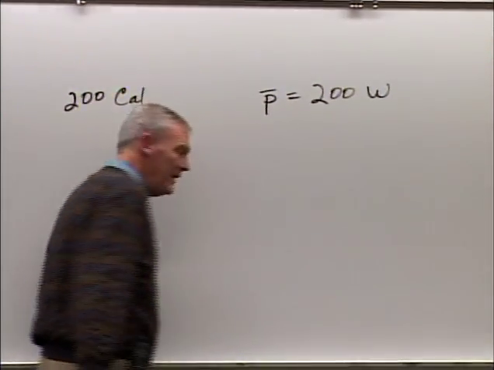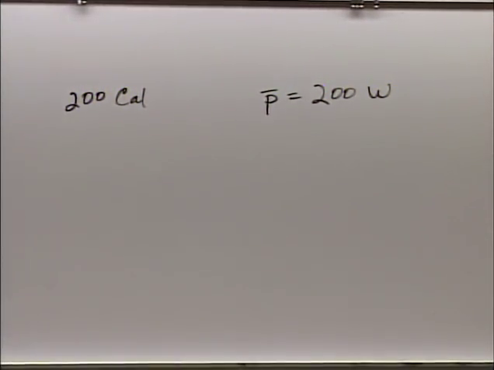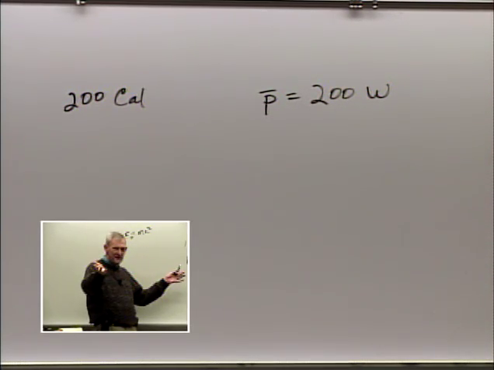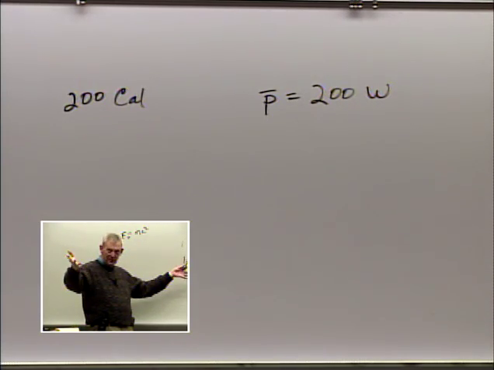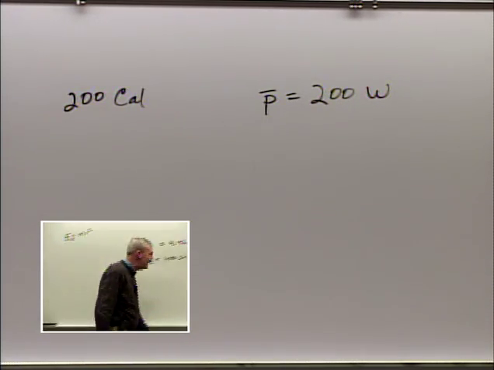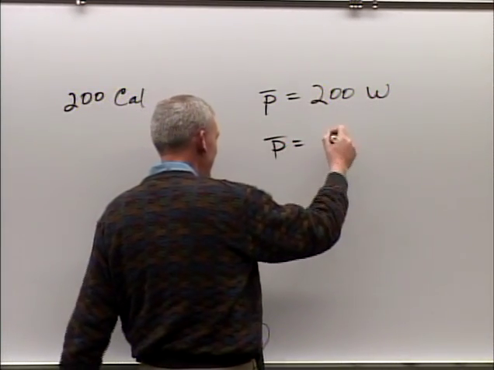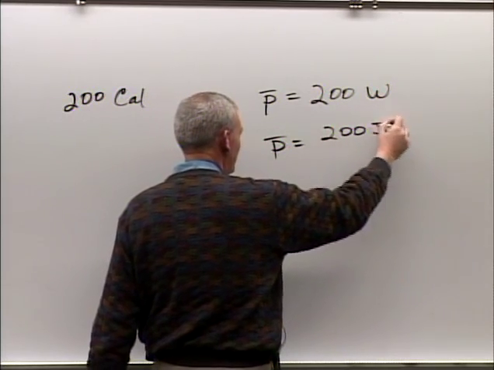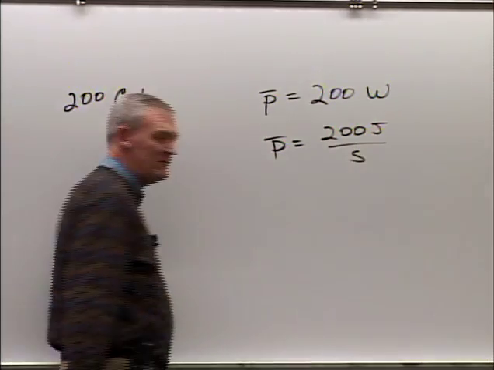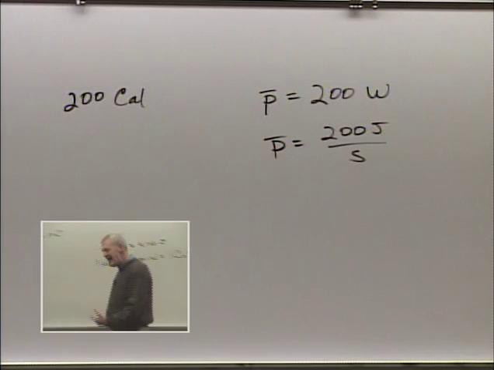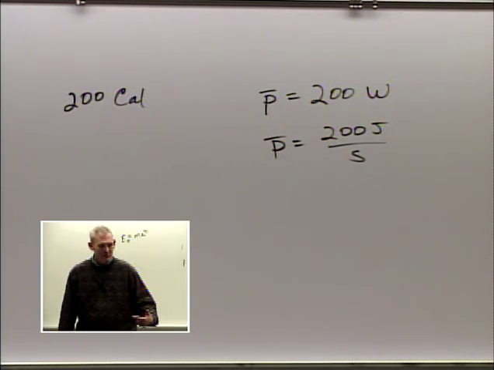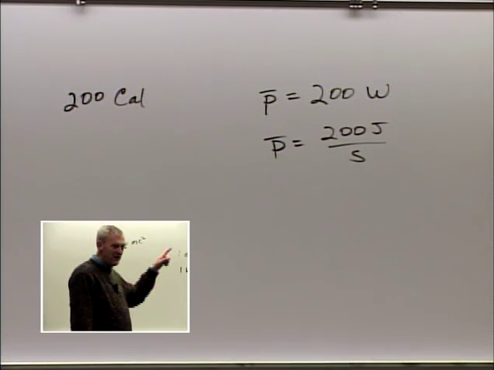Now, what are watts actually? What's the measurement for watts? Joules per second, right? So it's the amount of energy. In other words, this machine will burn off 200 joules per second. So we want to know how long she needs to ride that bike to burn off these small little 200 calories.